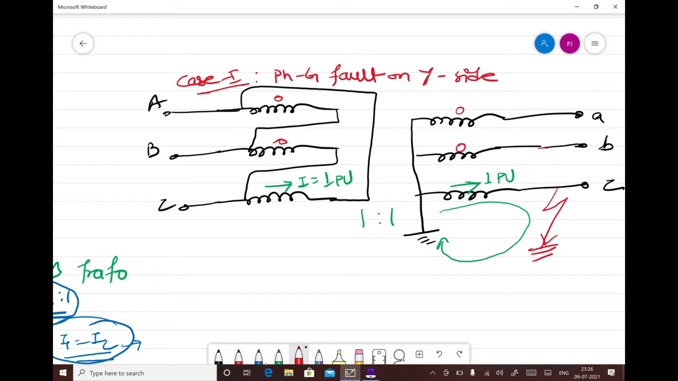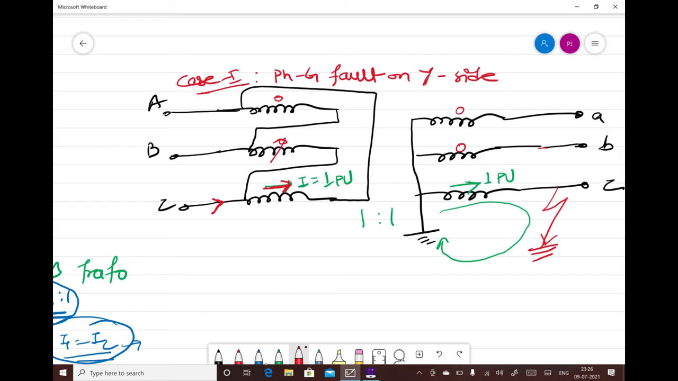Now, our main analysis starts. This is the star side. In this side, there is a fault between C phase and ground. We want to determine what will be the current distribution inside or on the delta side. Now, suppose because of this 1 pu current in C phase, 1 pu current will flow through this winding here. Now, how can we get 1 pu current over here? We can get 1 pu current in this winding through this phase only, because in this winding the ampere turn is 0.